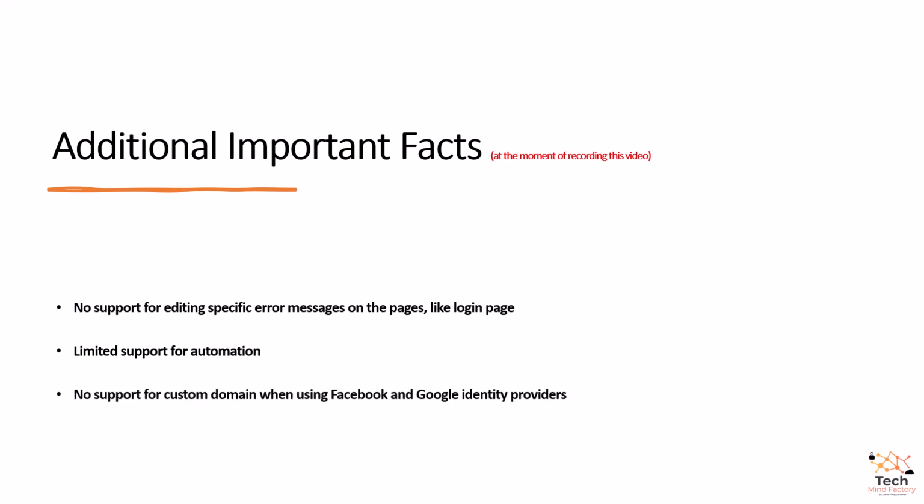No support for custom domain when using Facebook and Google identity providers. That's something important for you to know. So basically, in Microsoft Entra External ID, you can use custom domain for your login and registration pages, as it was possible with Azure AD B2C, okay? For instance, using Front Door in Azure Cloud. But the thing is that when you enable custom domain and you want to use Facebook or Google identity providers, you will not be able to use this custom domain. You still have to use the default tenant domain, which means that you will not be able to disable the default domain. That's a big limitation.